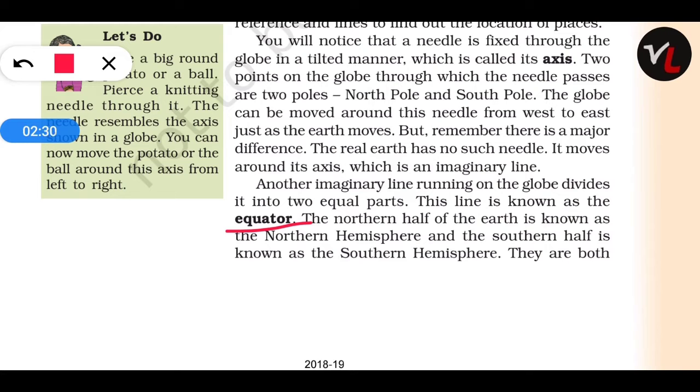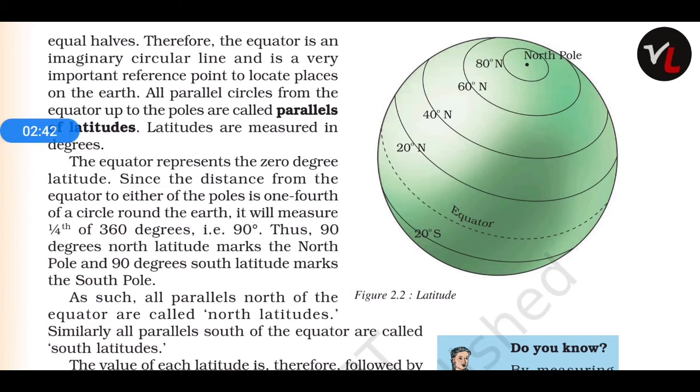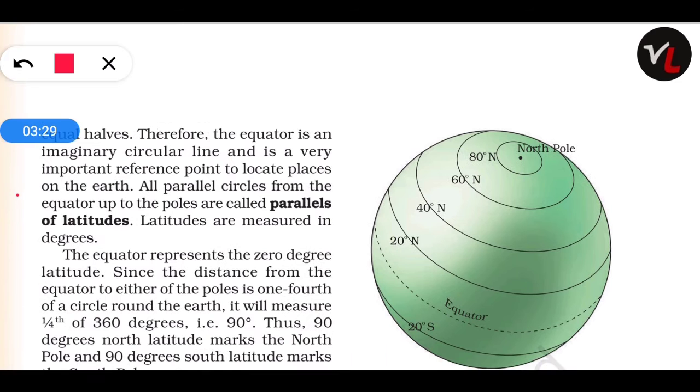That is called the equator. Here, what is the importance of the equator? The equator is an imaginary line that is a very important reference point to locate places on earth. So it helps in locating places on earth. All parallel circles from the equator up to the poles are called parallels of latitudes. So what is latitude? All parallel circles from the equator up to the poles are called parallels of latitude. So lines which are parallel to the equator that run up to the pole are called parallels of latitudes.